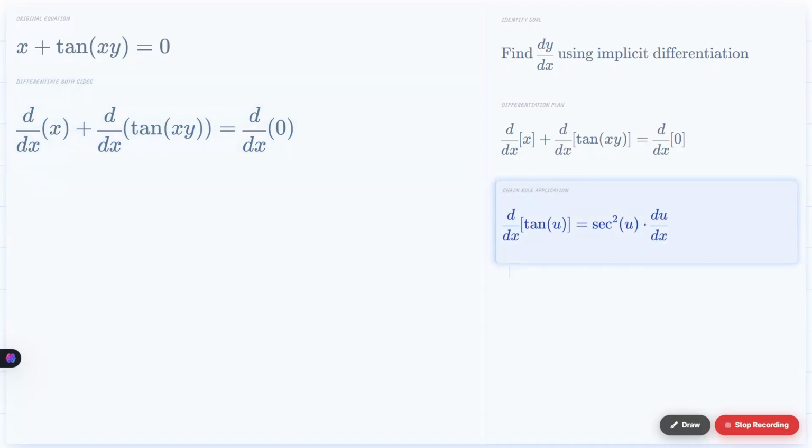We note the rule for the tangent function. We do this to help us solve the middle part. The rule says the derivative of tan of theta is sec squared of theta times the derivative of theta.